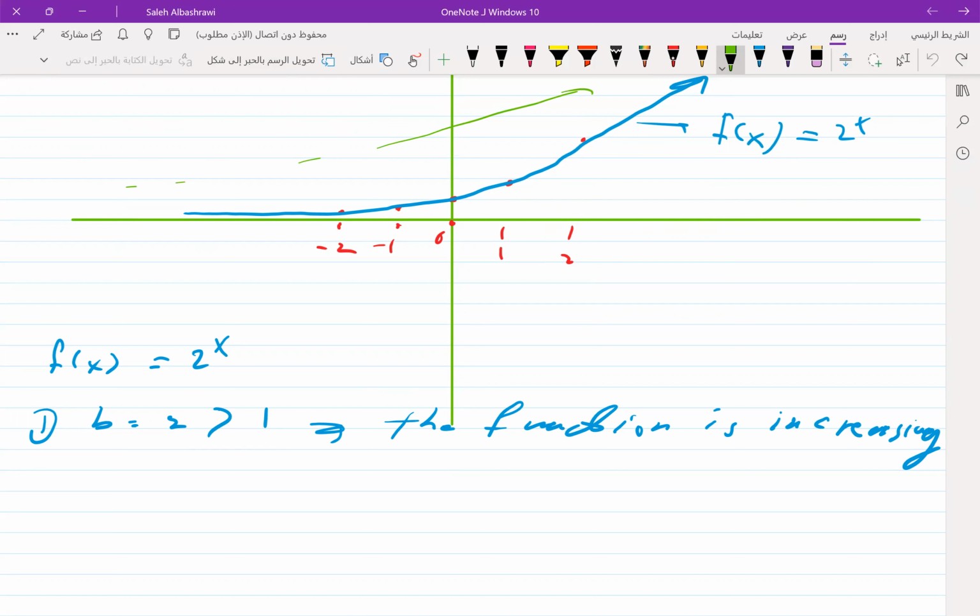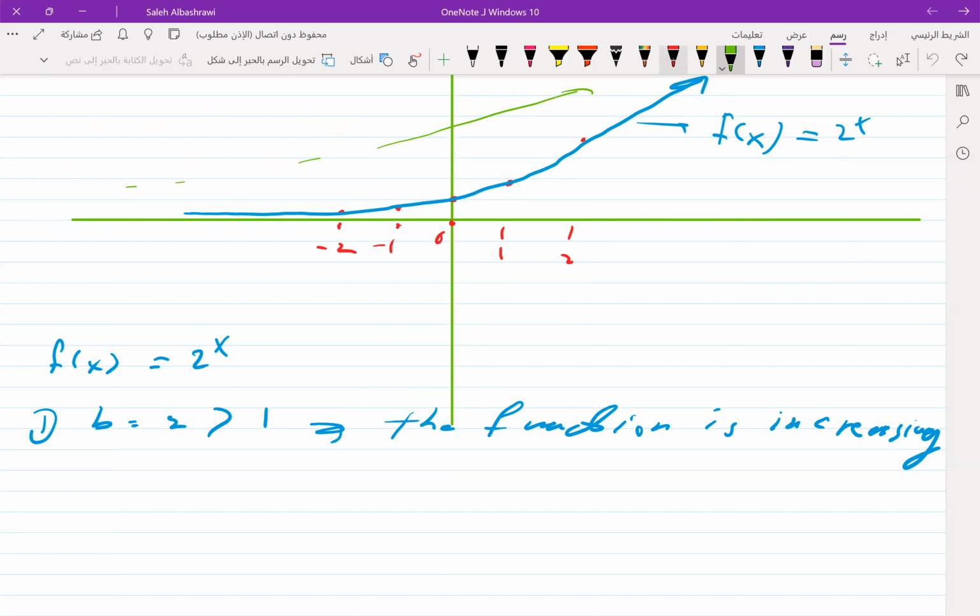It becomes larger and larger because the base is equal to 2 and x is with positive sign, I mean just plus x. If we have minus x, I have to write it upside down. So b is equal to 2 is greater than 1, so the function is increasing.